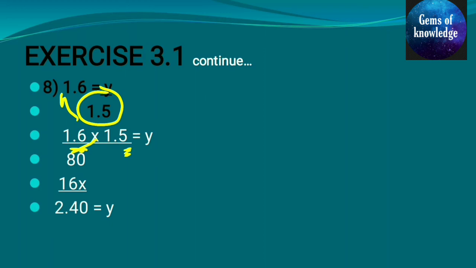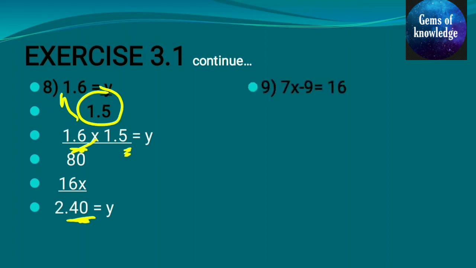So two numbers, we have to add these two numbers and we have to leave two numbers here and place a point over here. From the right side we have to leave two numbers and then place a point. So it will become 2.40, which is equal to y.